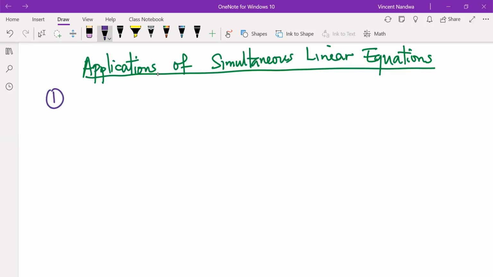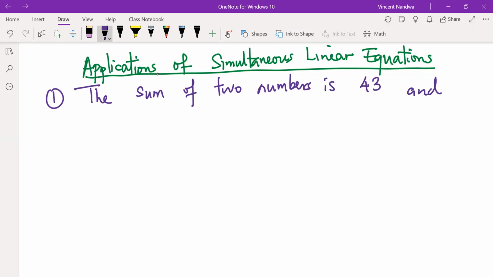So let's start by an appetizer. The sum of two numbers is 43, and their difference is 11. Find the numbers.